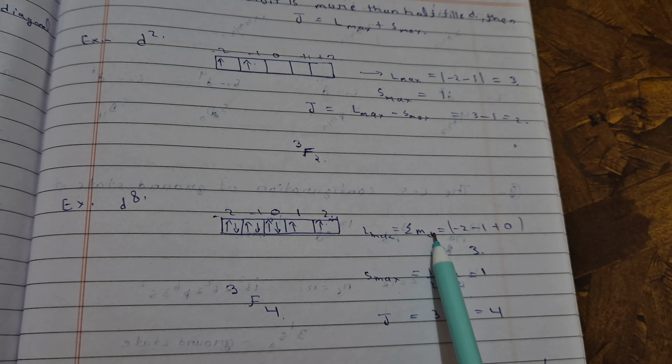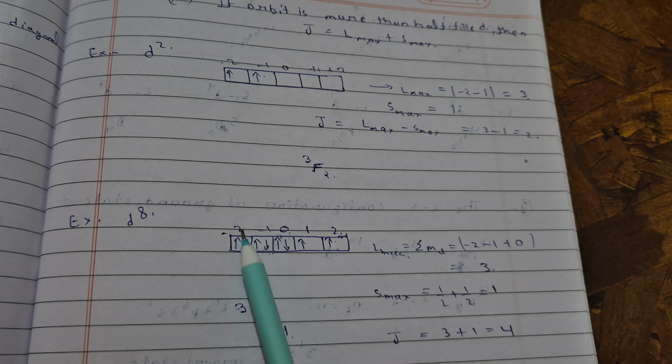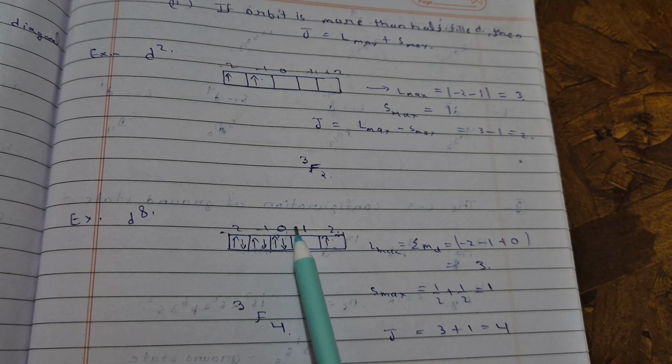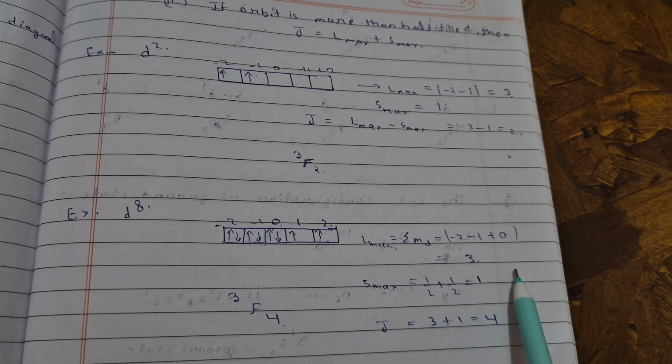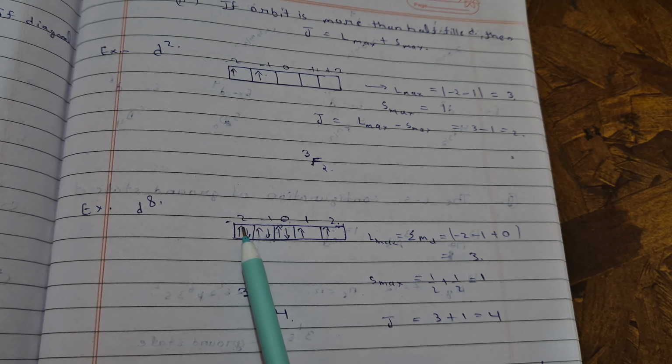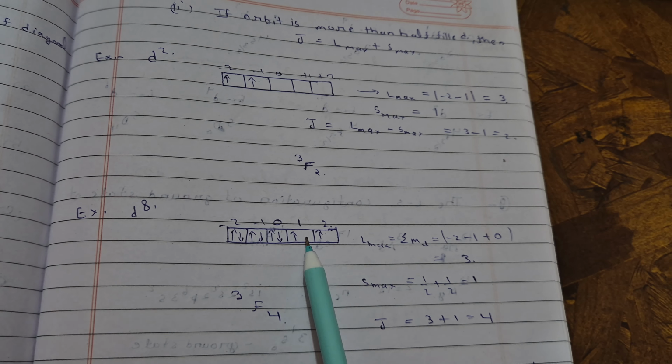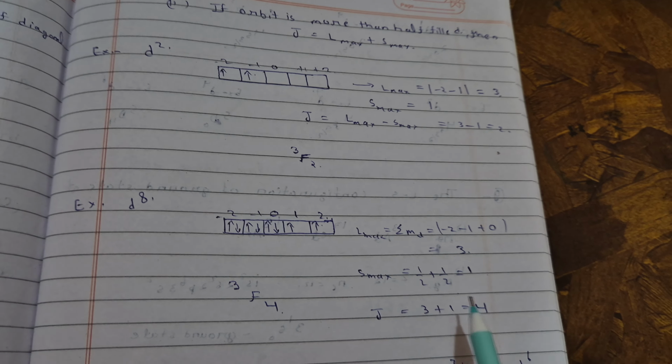Take the sum of ml for L. For these 5 it will be minus 2, minus 1, 0, 1, 2, which will give you 0. Then these ones, this one, this one, and this one will give you minus 2, minus 1, which will give you minus 3. So the mod will be 3. So L max will be 3, and for S max, these 3 columns will give you 0 because plus half, minus half, plus half, minus half. Only these two contribute, so it will be 1. So S max will be 1.